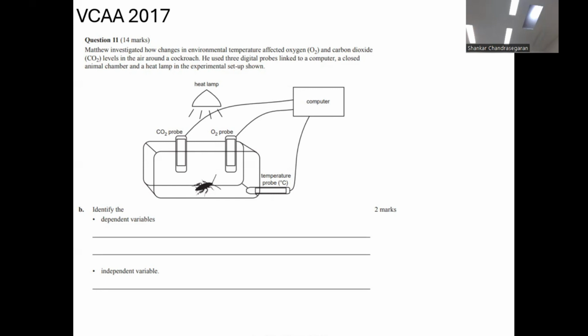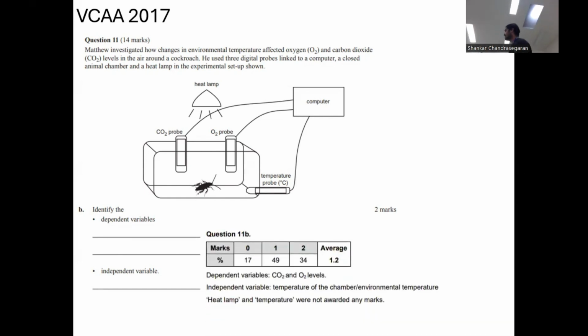Okay, dependent variable, what is it? Levels. Yeah, that's spot on, right? Oxygen and carbon dioxide levels. You could write around the cockroach, but that is not really too important. So, like I said, temperature of the chamber or environmental temperature. If you wrote just temperature or heat lamp, like I said, no marks for that. In science, you guys need to be somewhat specific, indicating temperature of what.